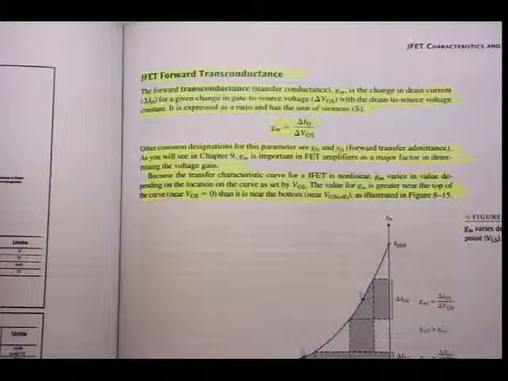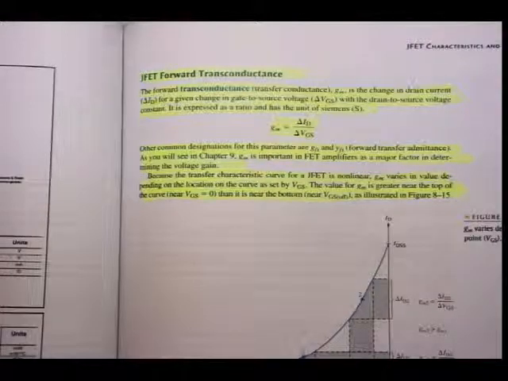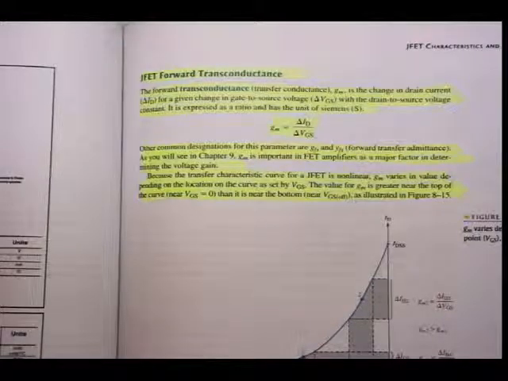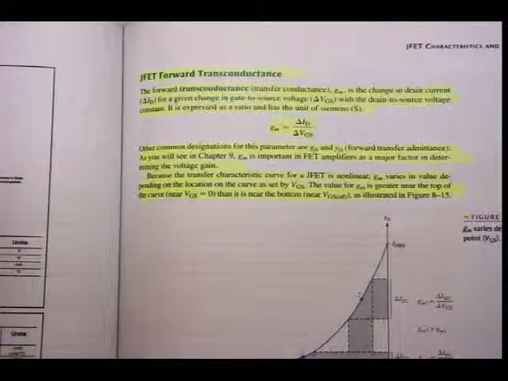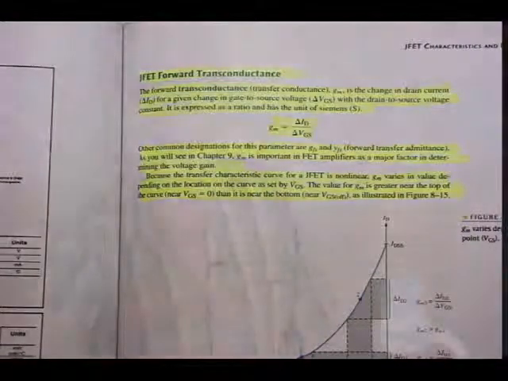GM is important in field effect transistor amplifiers as a major factor in determining the voltage gain. But we will discuss it in chapter 9. Because the transfer characteristic curve of a JFET is non-linear, GM varies in value depending on the location on the curve as set by VGS. And it's clear if you look at figure 8.15.